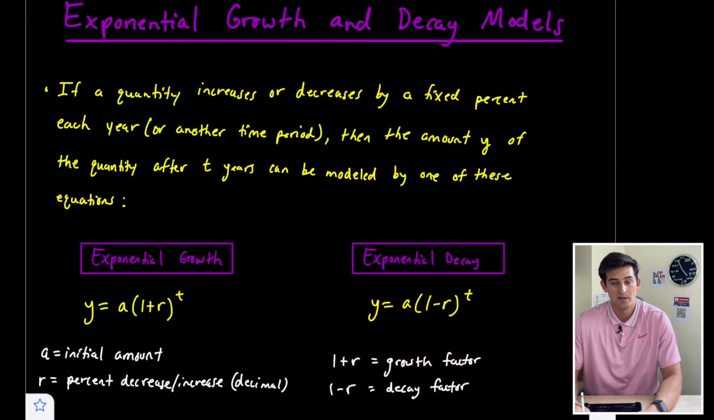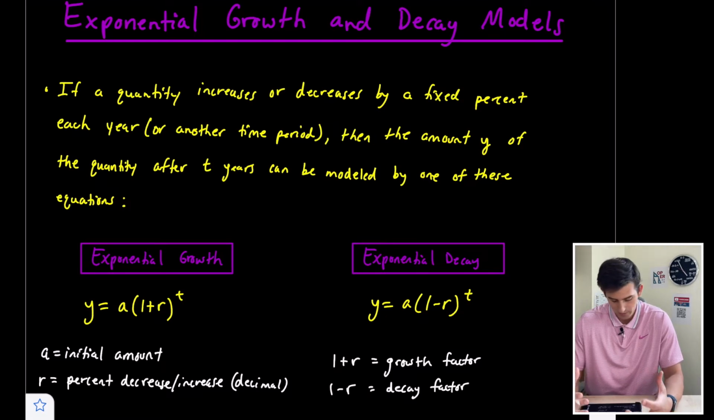In this video, we're going to talk about some exponential growth and decay models. If we have a quantity that increases or decreases by a fixed percent each year, or maybe some other time period, then the amount y of this quantity after t years can be modeled by one of these equations. If we are growing, then we look at exponential growth, which would be y equals a times 1 plus r to the t power. And if we have exponential decay, same exact equation, but instead of 1 plus r, we have 1 minus r.